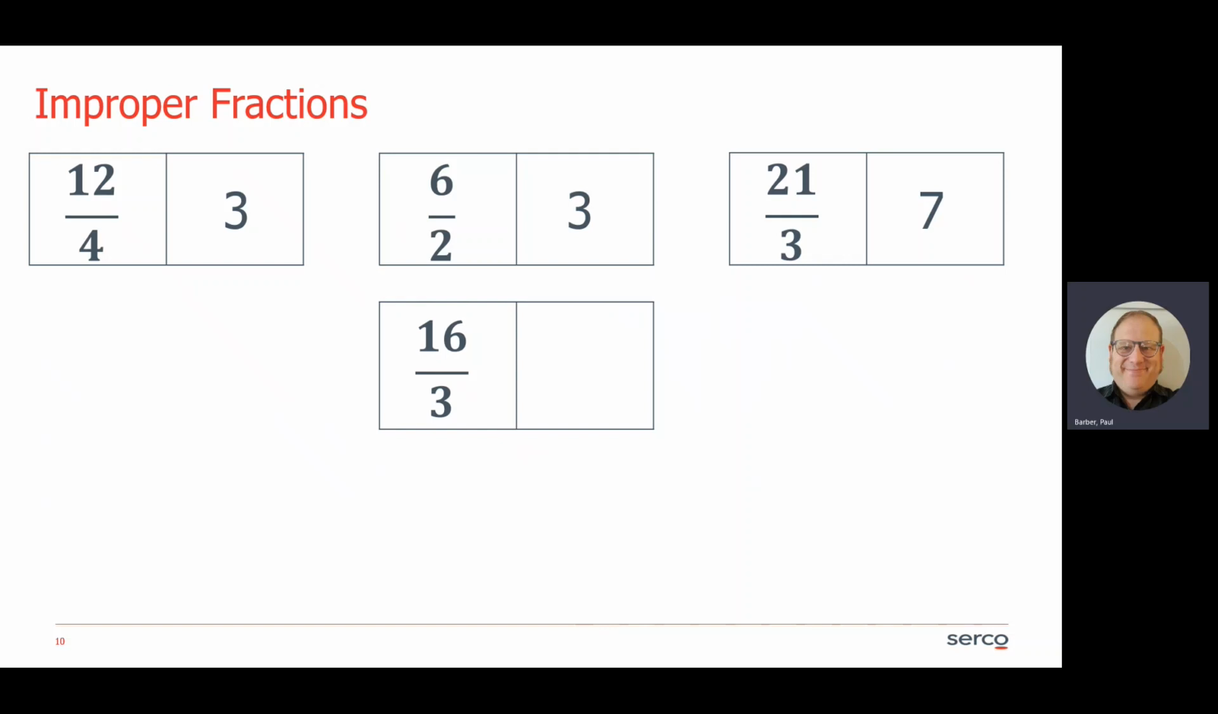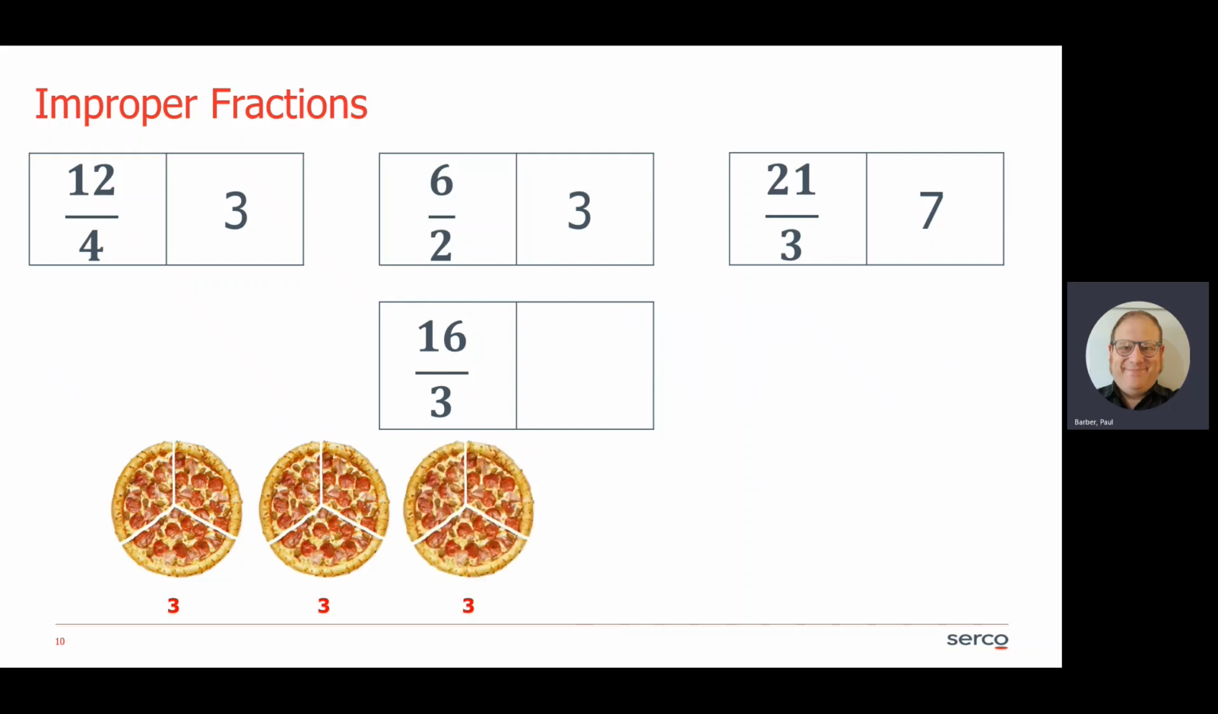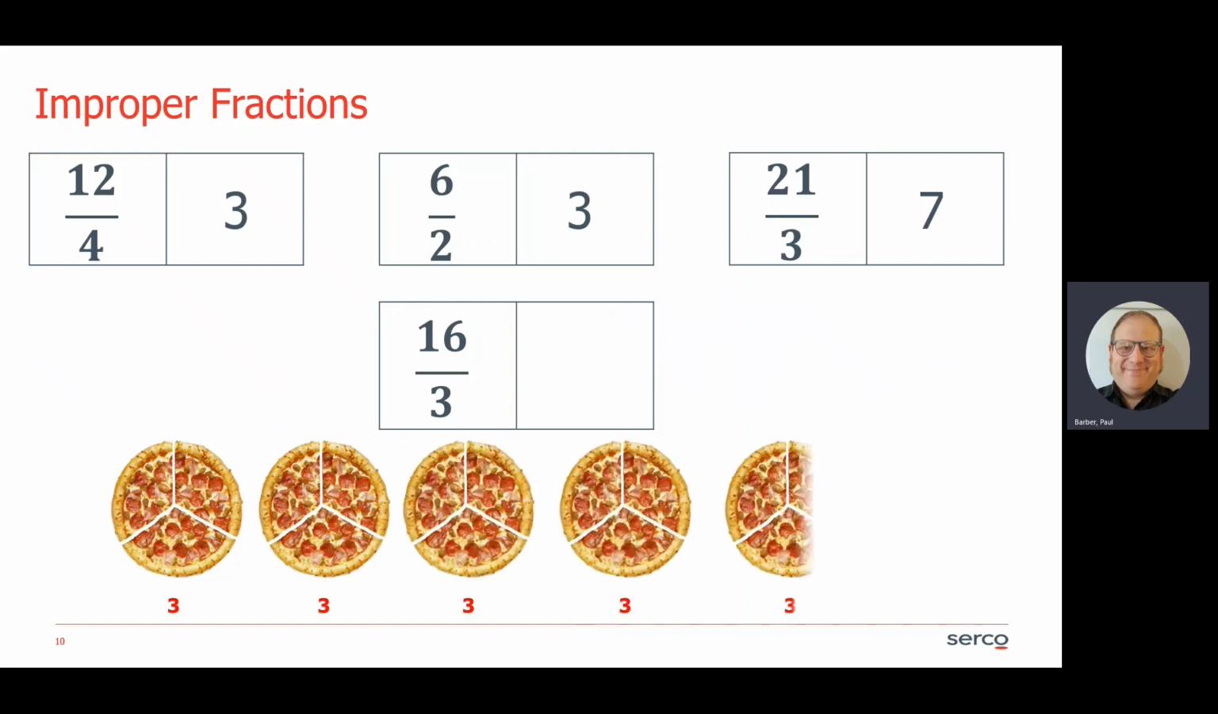Okay, so I'm going to go back to pizzas now, just because it is a little bit easier. So let's say we've got a pizza cut into thirds, and we put those 3 together, and we've got back to our whole pizza. So we've got 3 pieces there. We've got 6 pieces, 9, 12, 15. So we can put those 15 pieces of pizza back in, and we end up with 5 whole pizzas.